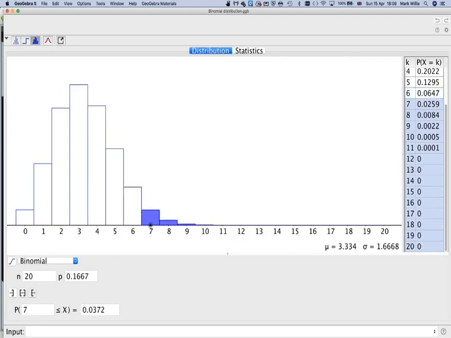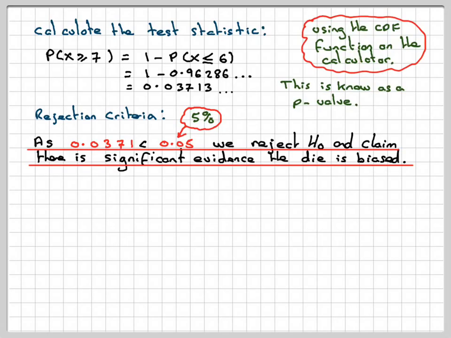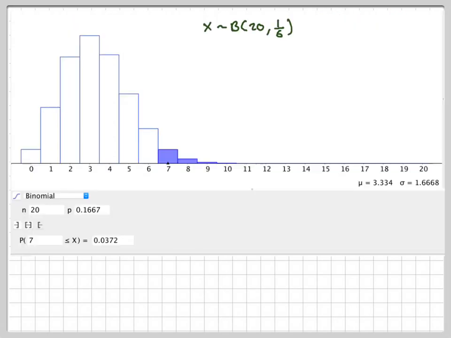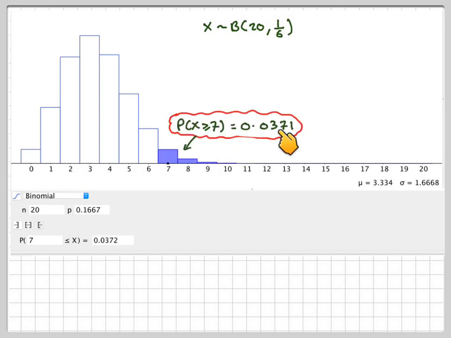So here this is 3.72%, which is less than 5%, but here this will be more than 5%. So if it was more than or equal to 6, we would not reject H0, but here we would reject H0. This is how it works. So there's a diagram of what we've just done. This is the probability of X greater than or equal to 7, which is 0.0371.